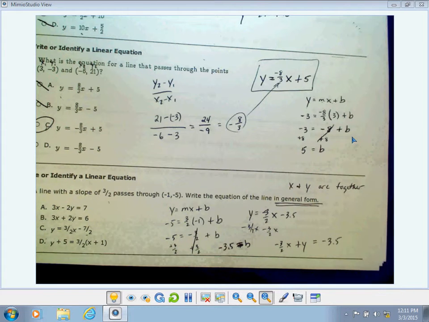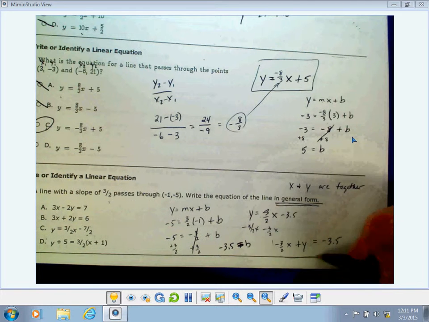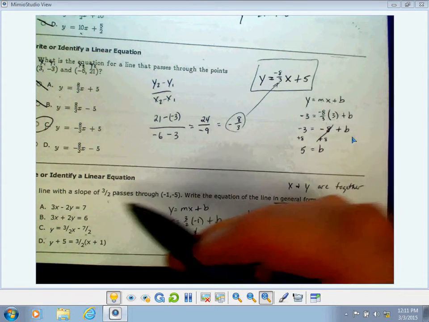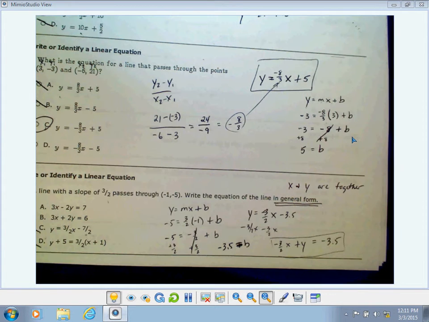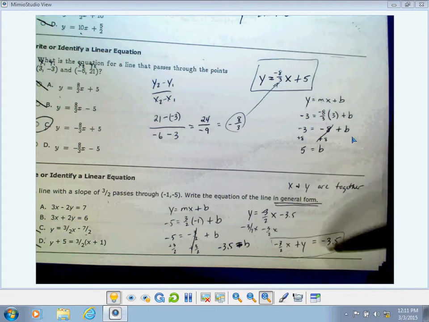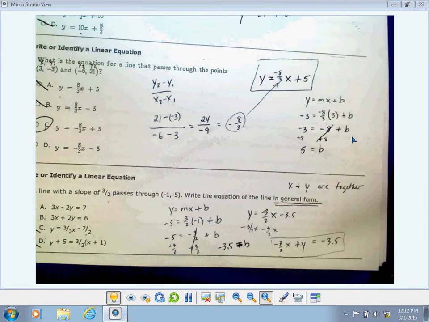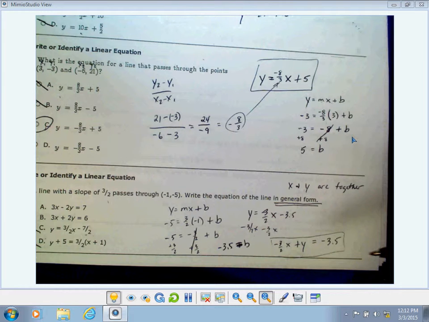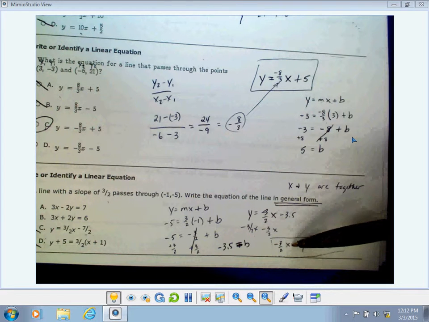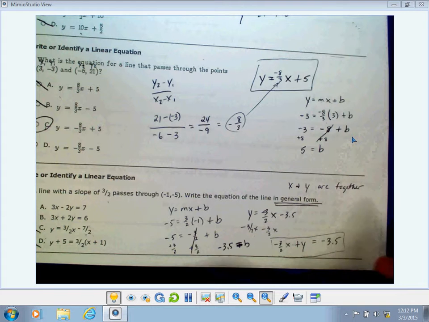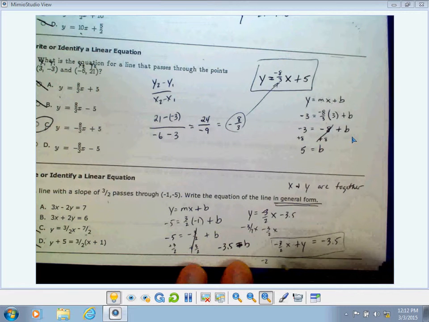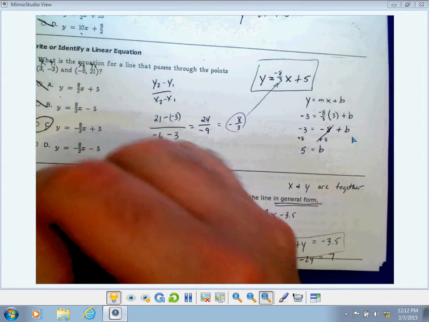So the question is, here's the equation with x and y together, and then I look at the other two. It's not these two because they're not general form. I look at these two and I say, well, which one of these is it? As it turns out, none of them are exactly the same. But if you look at the top one, if you were to multiply the whole thing by negative 2, it would be positive 3x minus 2y equals positive 7. So A is your correct answer.